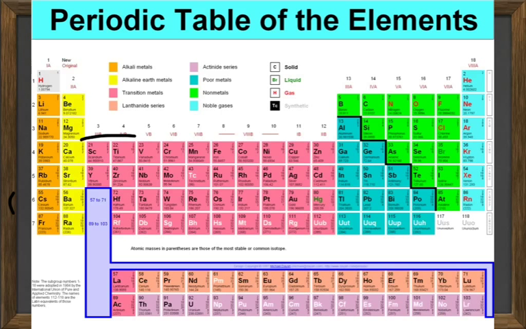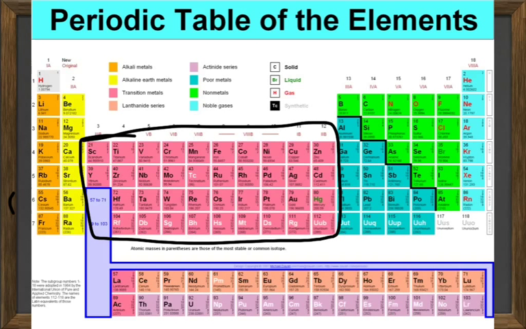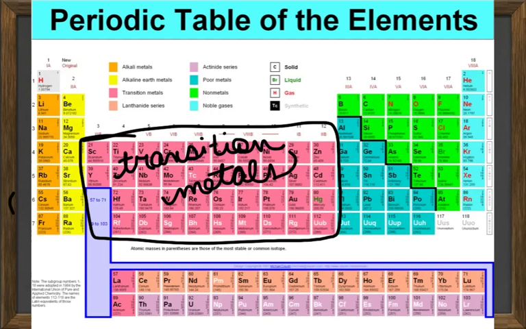Also, the metals that you see here at the center on this periodic table, they're in pink. They're in a different shade of blue on the front cover of your book. These are known as transition metals. Okay.